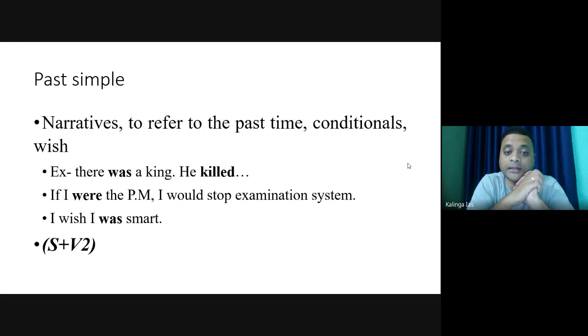Okay, there was a king, he killed, all these things. So narration, then conditional, then obviously wish. The sentence structure that we use is subject plus V2.